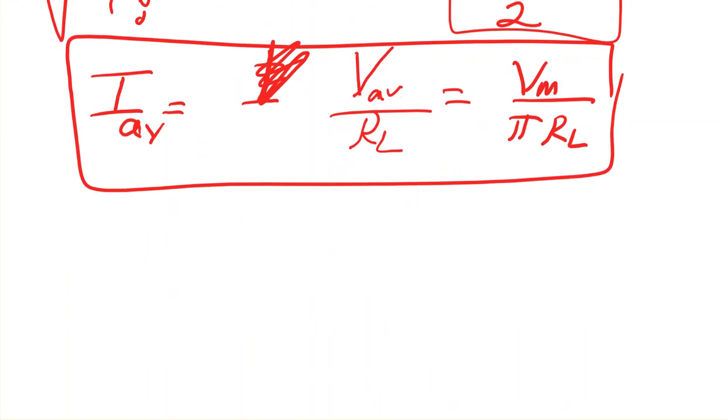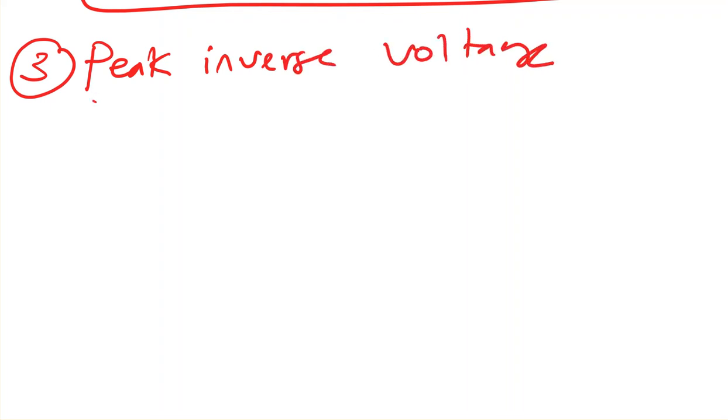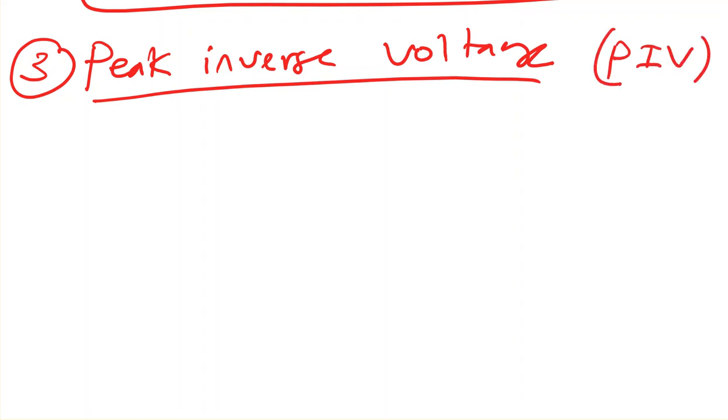And then we have one more parameter. It's called the peak inverse voltage. So the third one is called peak inverse voltage, PIV. And this is nothing but the maximum reverse voltage which appears across the diode during a certain operation.